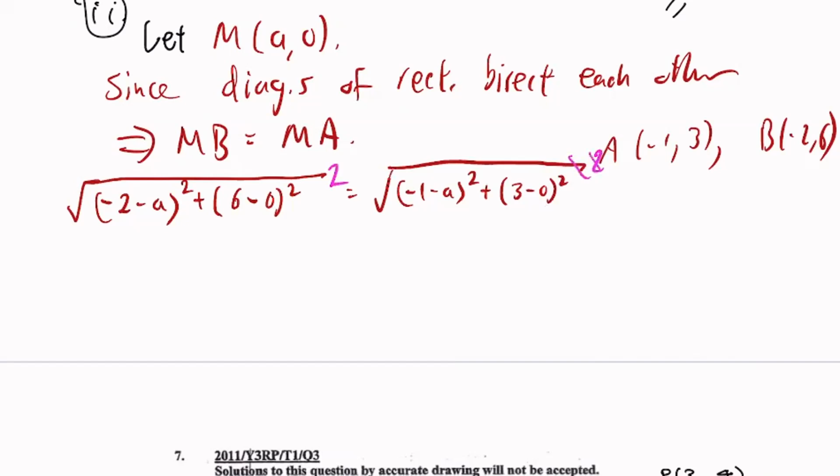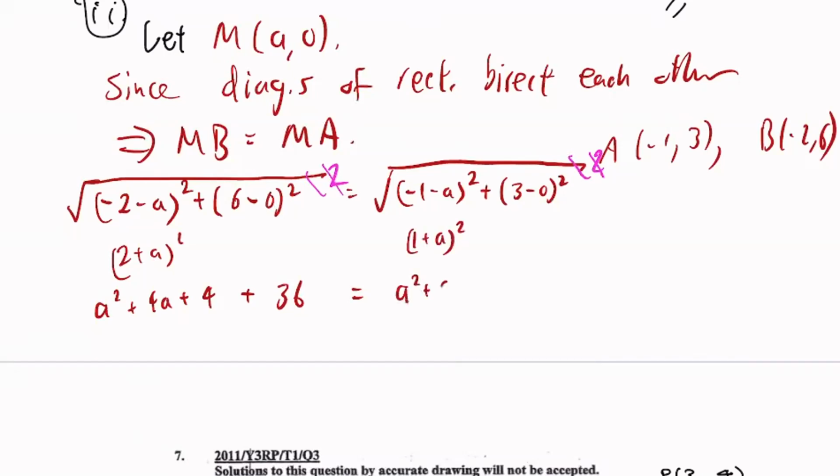Square both sides. They cancel away with the square root. Then expand. Negative 2 minus a is actually the same as (2 plus a) squared, so you expand it. No choice, I have to expand. I don't see any common factors. So a squared plus 4a plus 2 squared, 4, plus 6 squared, 36, equals this guy, negative 1 minus a, which is actually (1 plus a) squared, which is a squared plus 2a plus 1, then plus 3 squared, so plus 9. Is that okay?